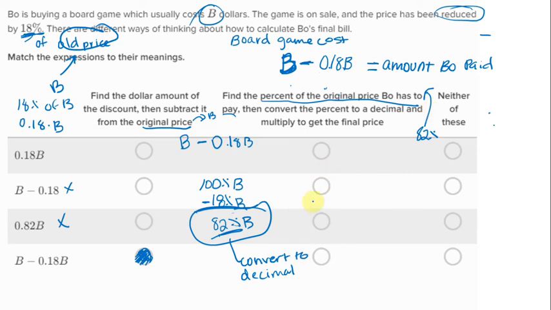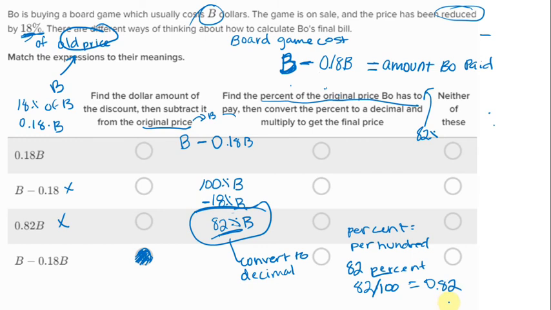And we know that to convert something to a decimal, that's a percentage. We know that percent means per 100. So 82% means 82 per 100, or 82 over 100, or 0.82. So as a decimal, 82% becomes 0.82, and multiply times B to get the final price.